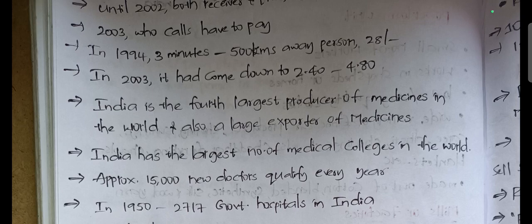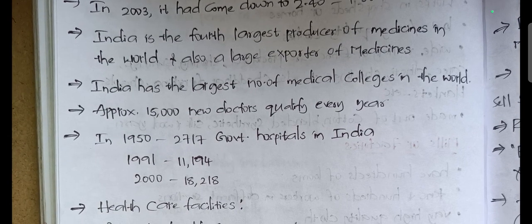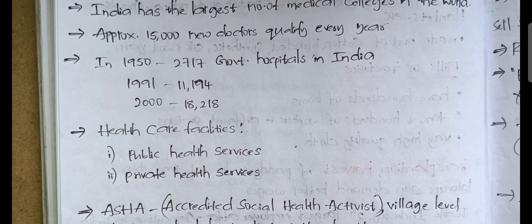In 1950, there were 2,717 government hospitals in India, whereas in 1991 there were 11,174. Comparing to 2000, it is 18,218. So we can see how the hospital field is developing. Now let us discuss healthcare facilities. Basically, there are two: first is public health services and second is private health services.